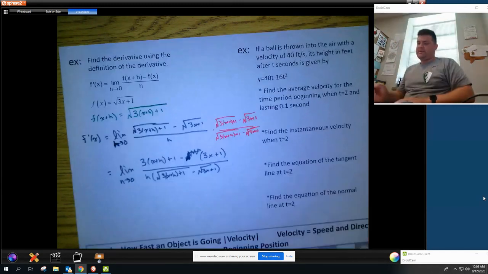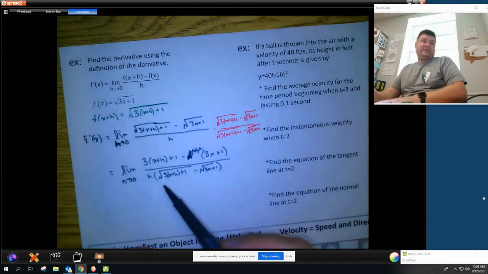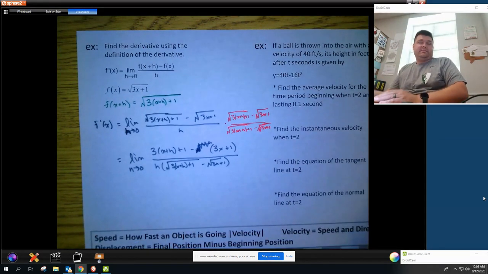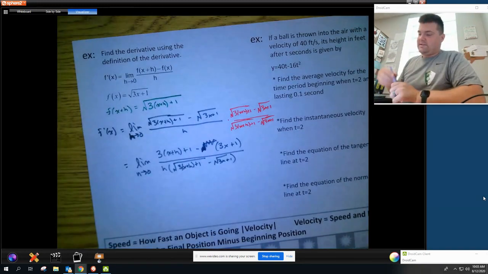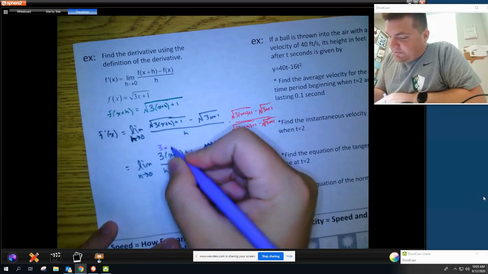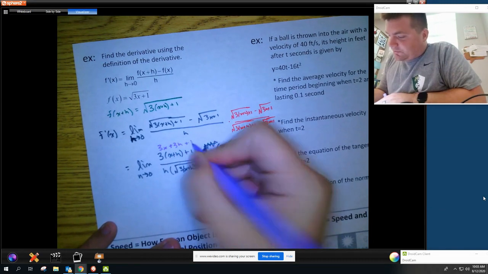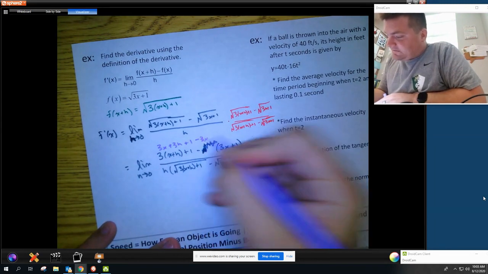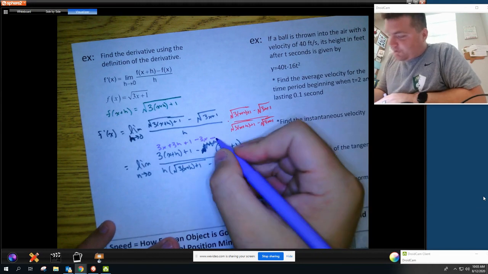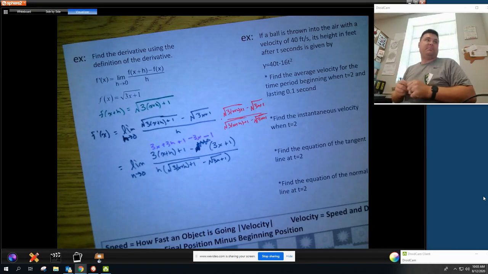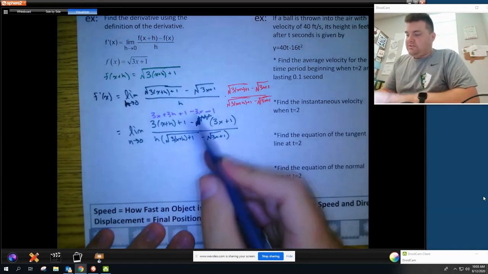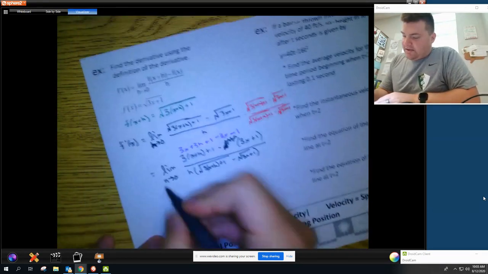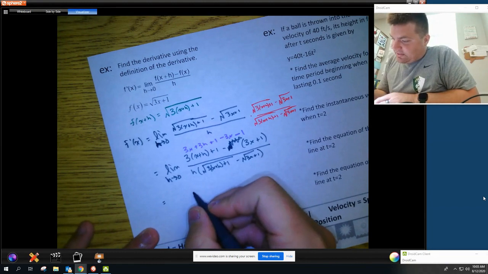And what's going to end up happening here, I'm really hoping, is that this h is going to cancel out, and it's going to make it a little bit easier. So when I start distributing on the top, just a little bit of side work here, I'm going to get 3x plus 3h plus 1 minus 3x minus 1. I'm going to distribute that top up there. So now you can kind of see that the 3x's are going away, the 1's are going away. The top only has a 3h.